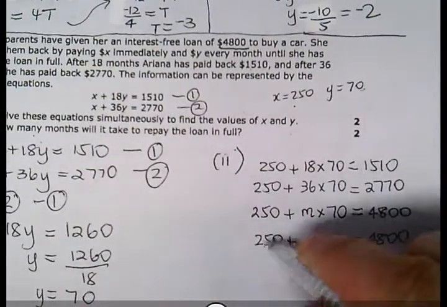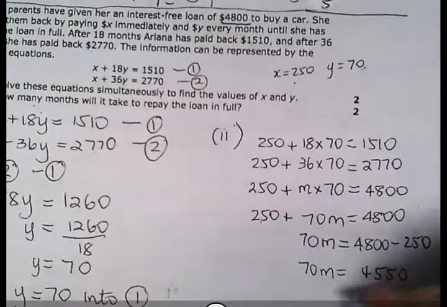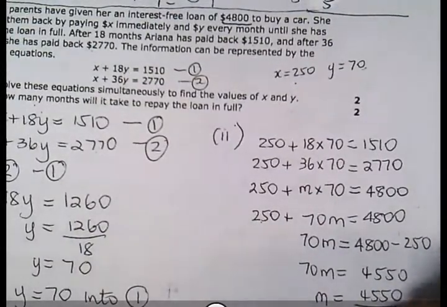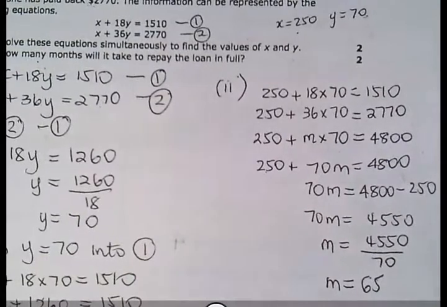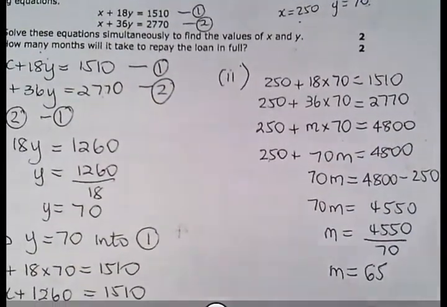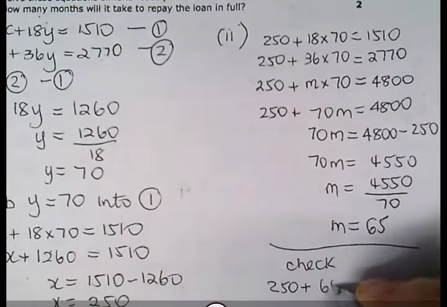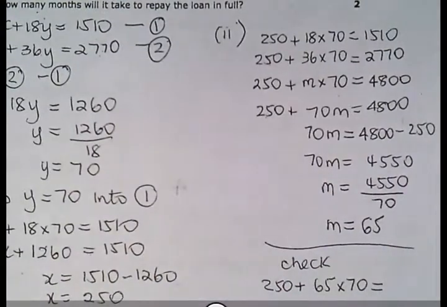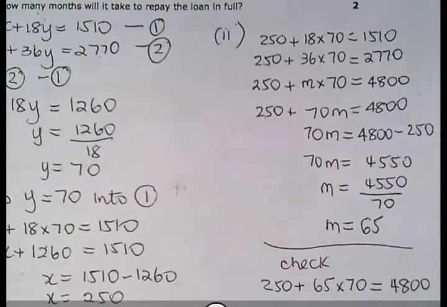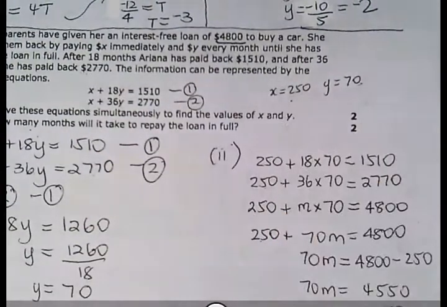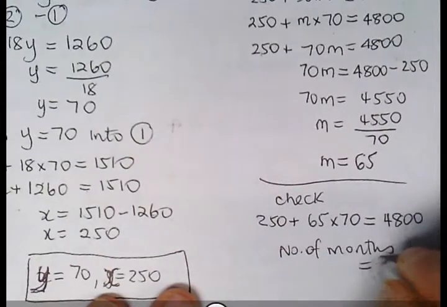So 70M is 4,800, take away 250. So 70M is 4,550. So to work out M, it will be M is 4,550 divided by 70, so M is 65. So that means how many months will it take to repay the loan in full? It will be 65 months. Now let me check my answer. So we know that we've got a $250 upfront deposit plus 65 months times 70. So just getting your calculator out and working that out gives us $4,800, which means that she's paid the loan off in full because she's borrowed $4,800 to buy the car. So therefore the answer is, so the number of months is 65. Okay.